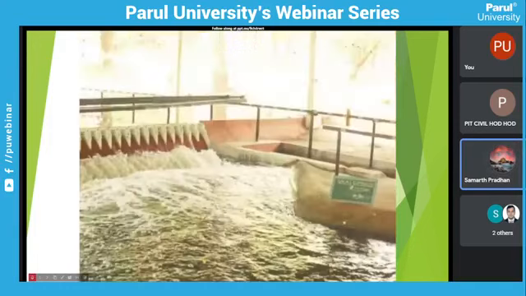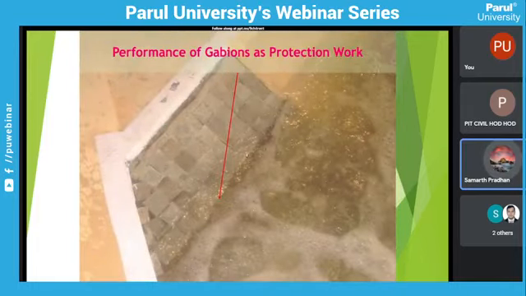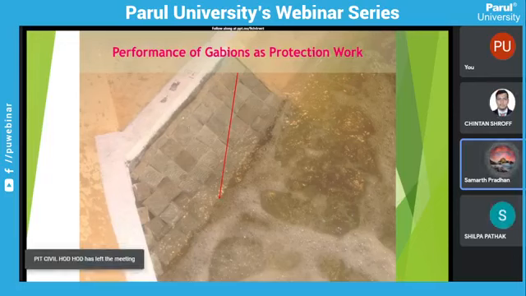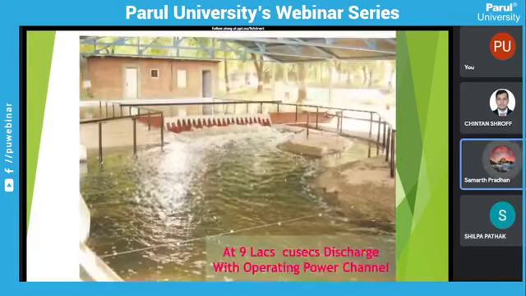I will show. This was the protection work. These are gabions, which were suggested earlier. But what happened? These gabions were also washed out due to this high flood. So they revised the design, and this whole portion was lined with concrete. We studied this just 2 years back, and finally they went for the lining work over this bank.